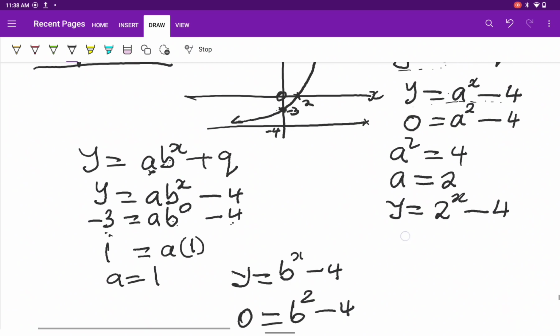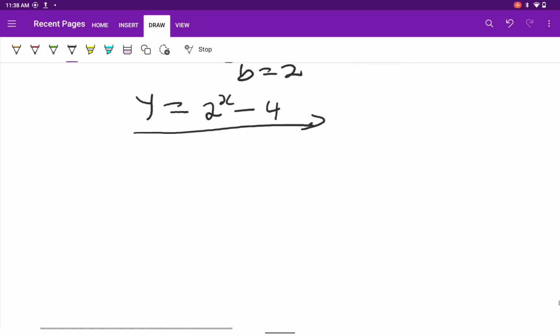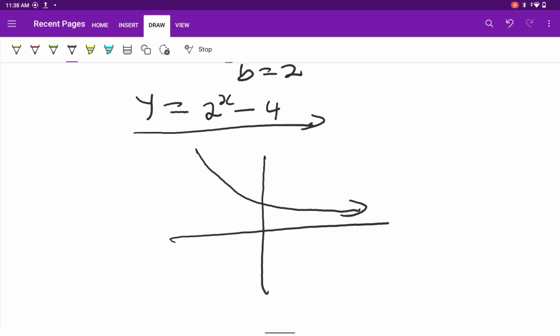So let's look at the other graph that we had. This is our graph. Remember, we had the point -1 and 3 here, and here we had 1. The asymptote is at the x-axis. So if it's at the x-axis, it's simply y equals a exponent x. It's plus 0, so we can just write it as y equals a exponent x.